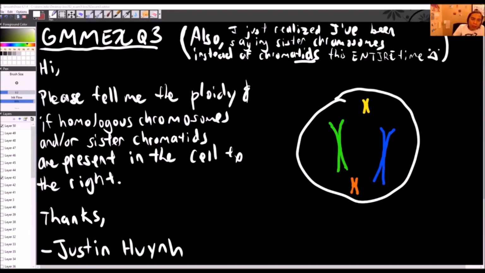Example question 3. Hi, please tell me the ploidy and if homologous chromosomes and or sister chromatids are present in the cell to the right.